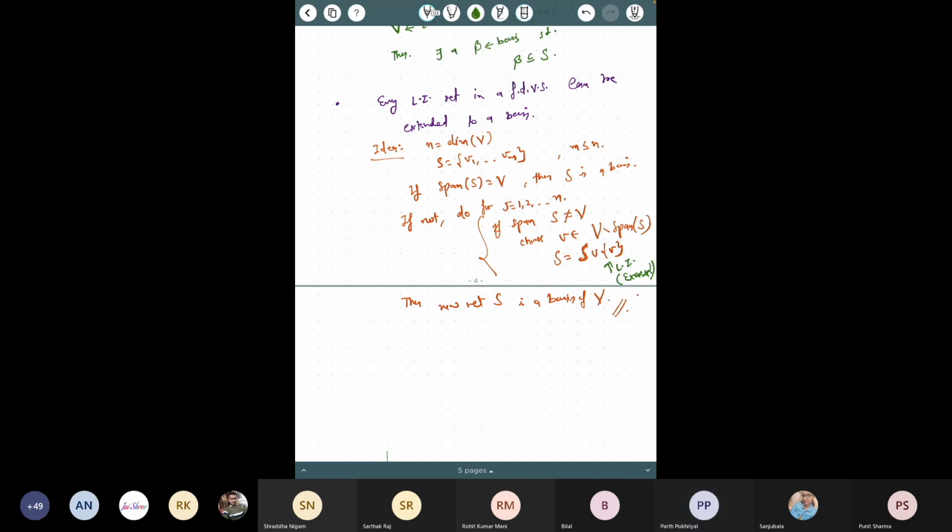Okay, so let me save some time here. So the exercise is, what would be the infinite dimension analog of the above statement?